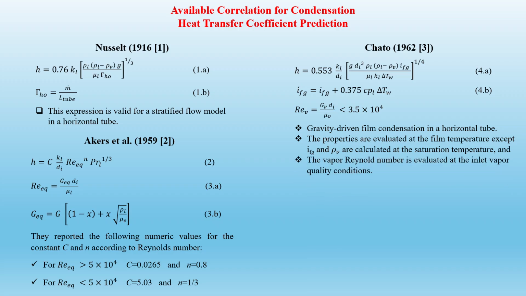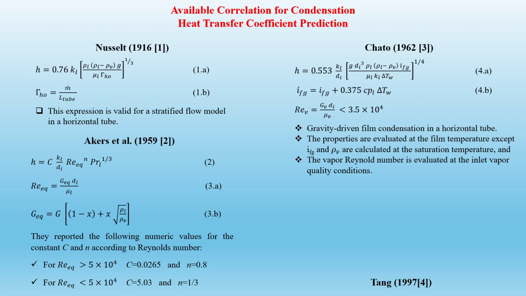And the vapor Reynolds number is evaluated at the inlet vapor quality conditions. For example, if it was saturated vapor, then x equals 1. And it may enter as a mixture, x equal to 0.9, 0.8, or something like that. Then we have to use these values in the prediction of all of these parameters. But here the inlet vapor quality should be mentioned in these equations.